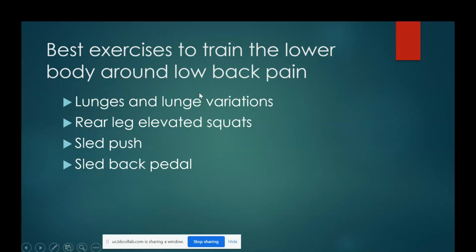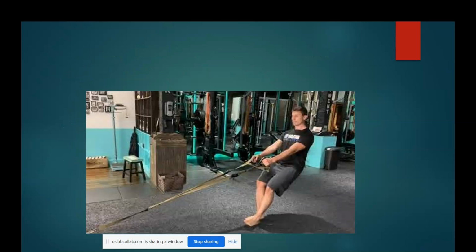So what are some of the best exercises to train the lower body around low back pain? I think lunges and lunge variations are all going to be great examples, specifically because there's not really spinal loading and you're not leaning forward. Other great exercises are rear leg elevated squats and some of their variations, which you saw. Sled pushes and sled back pedals are also great ways to train if somebody has a low back injury. I'll go through a few examples of each of these.